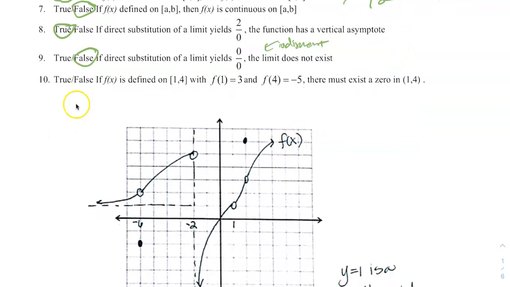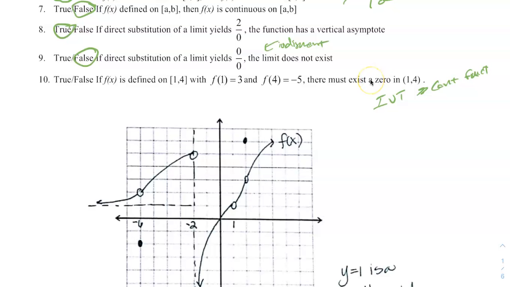True or false? If f of x is defined on 1 to 4, with f of 1 equals 3 and f of 4 equals negative 5, there must be a 0 in 1 to 4. So this one's tricky, because you want to say true because of IVT. But IVT needs 2 things. It needs to be a continuous function. So it needs to say this if it's IVT. And this actually does not say that.